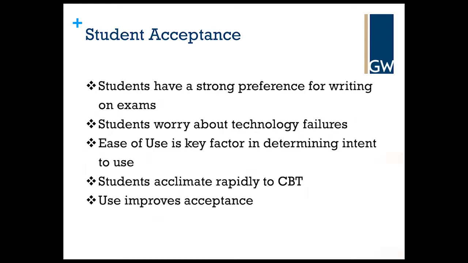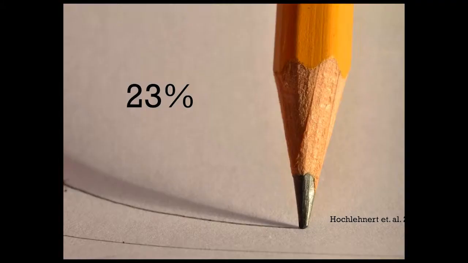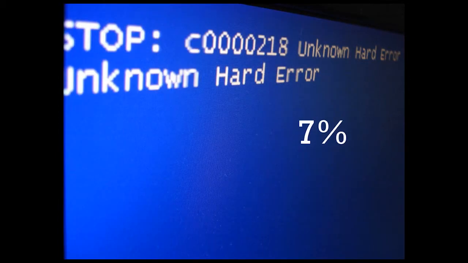Students have a strong preference for writing on exams. In one study, 23% of students given a choice opted out of using computer-based testing, citing the reason that they wanted to be able to write on a paper exam. So this has been an important consideration in the literature. This compares to only 7% of students in that same study who opted out due to technology concerns.